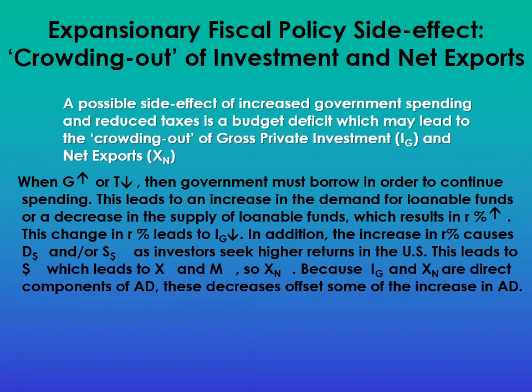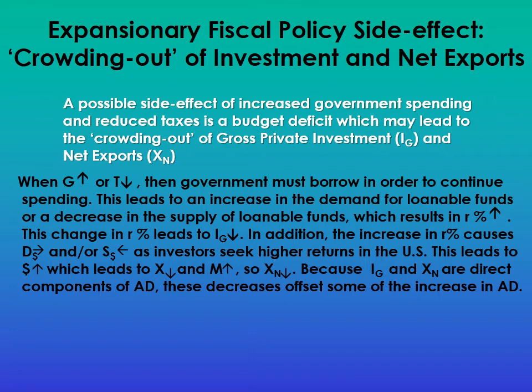In addition, the increase in the real interest rate causes the value of the dollar to increase, because investors are going to seek higher returns in the US. This leads to an increase in the value of the dollar. That'll cause our exports to fall and our imports to rise, so our net exports go down. And because of this, the loss of investment and net exports, which are direct components of our aggregate demand, is going to offset some of the increases in aggregate demand that we would get from more government spending.